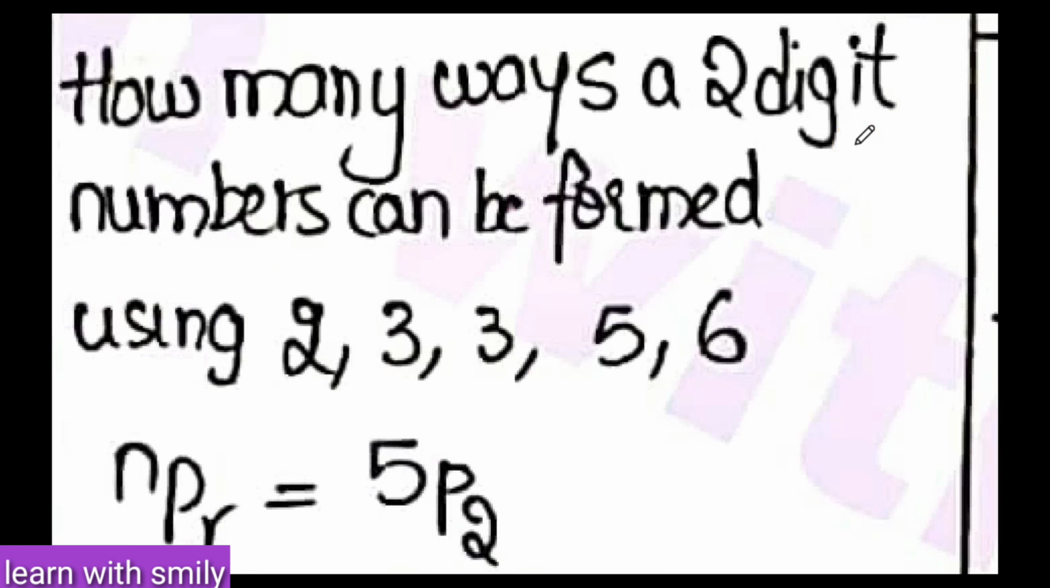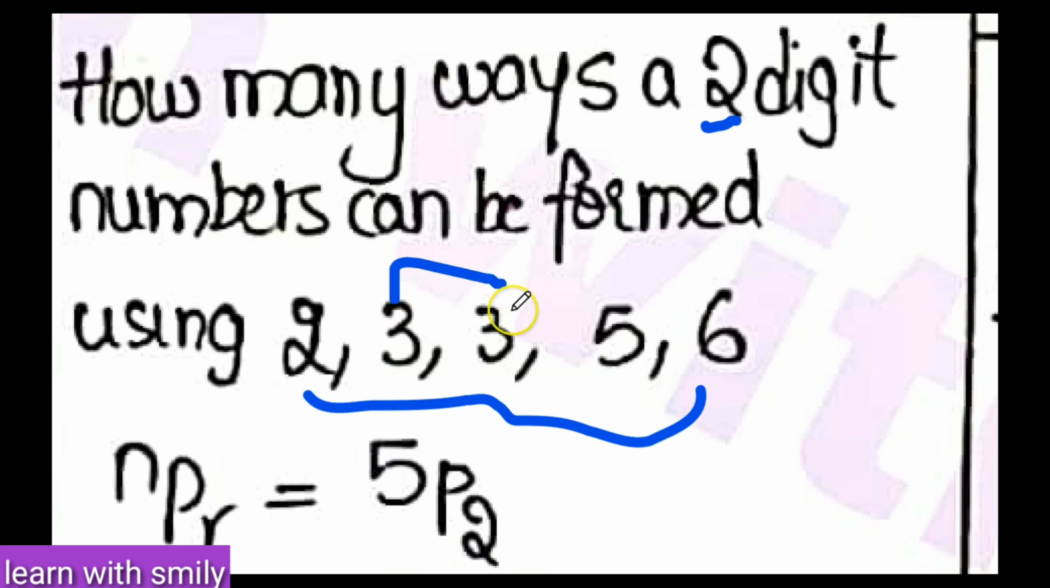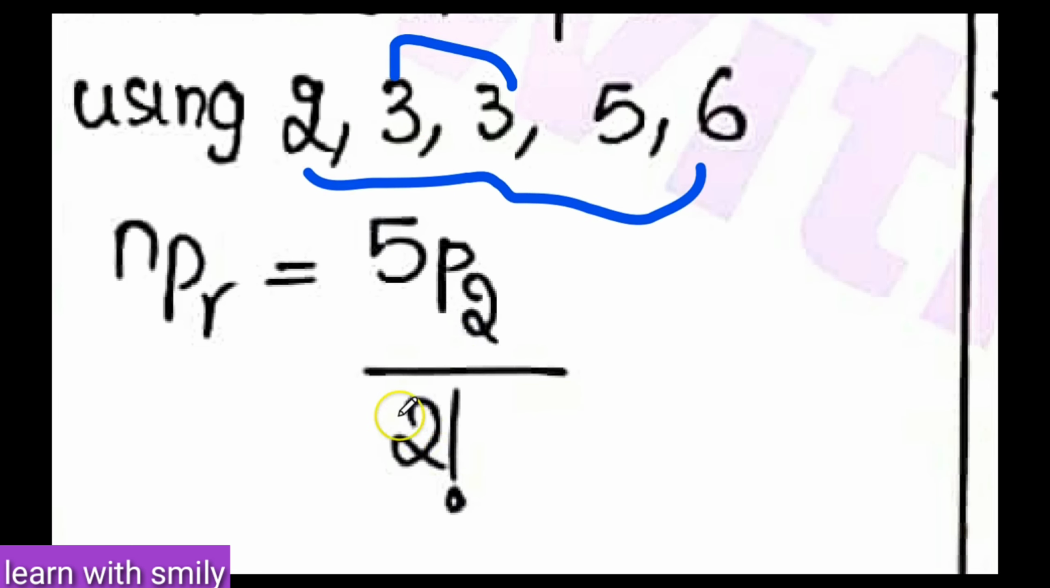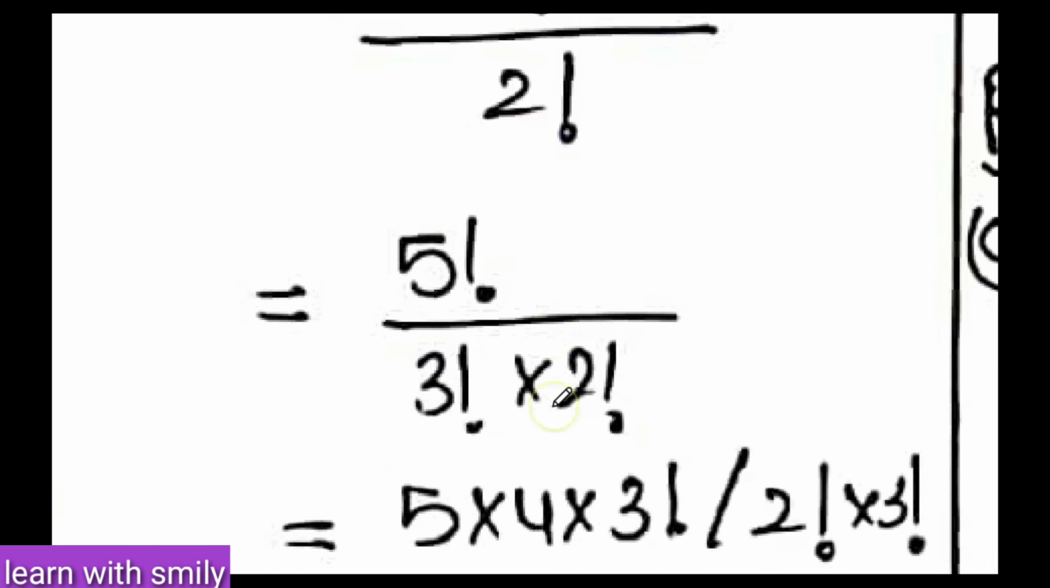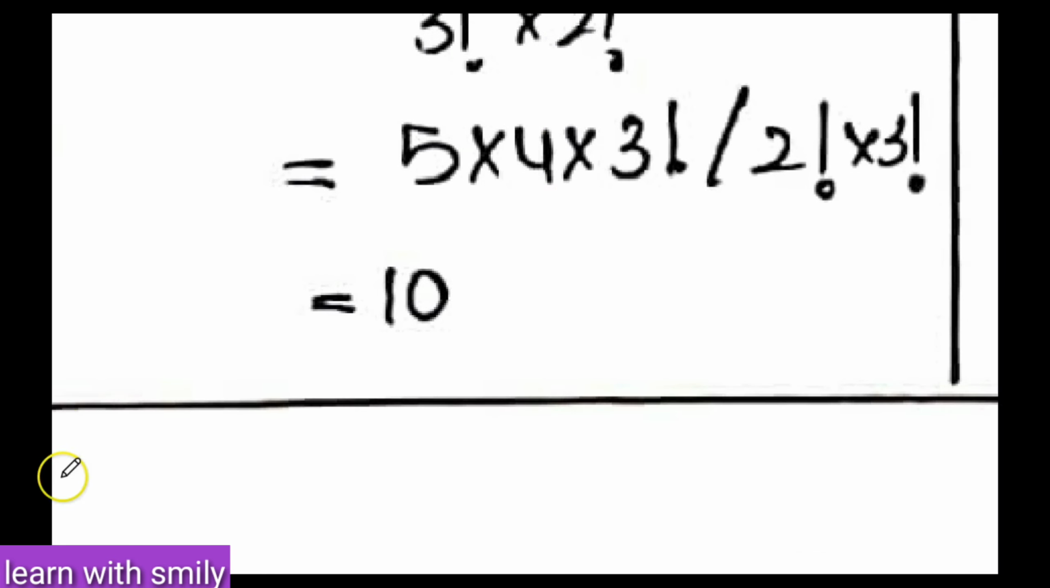Coming to the next problem: how many ways can a 2-digit number be formed using 2 3 3 5 6. Here n is 5 digits and r is 2, but you have to observe that 3 has been repeated 2 times. Normally we would write 5P2, but as 3 is repeated 2 times, we'll divide by 2 factorial. Got it? So this is the way you will solve the problem and come to the conclusion.